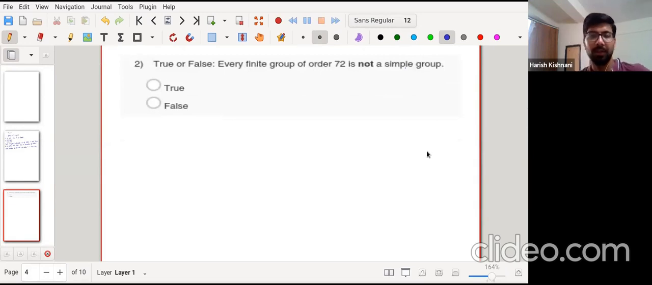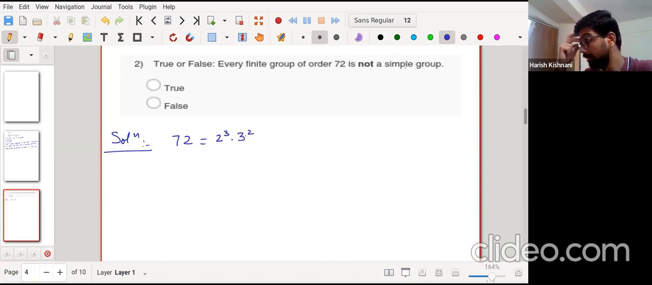Okay, then the second question is true or false. Every finite group of order 72 is not a simple group. That question is also tricky, and we will use the Sylow theorems, but in a slightly different manner. At least the first part is very similar in these kinds of questions. First of all, we need to see the prime decomposition of it. So 72 is 2 raised to 3 and 3 raised to 2, right? 8 into 9.